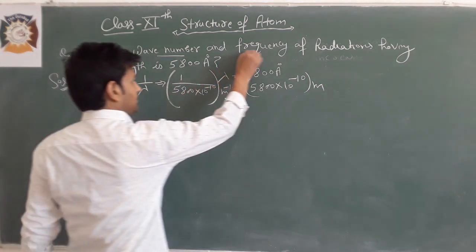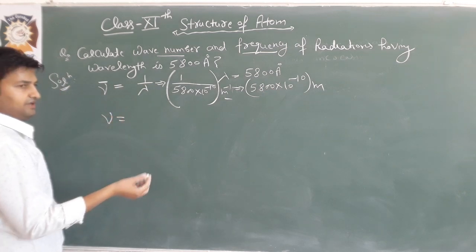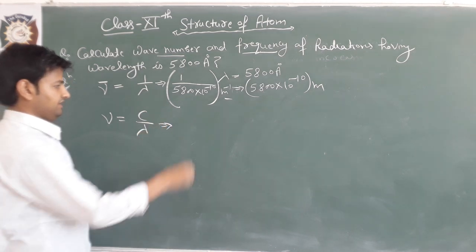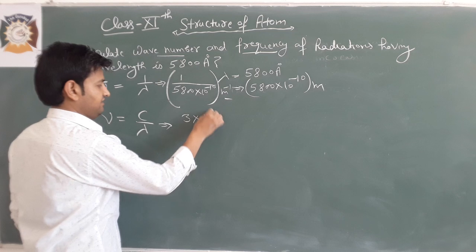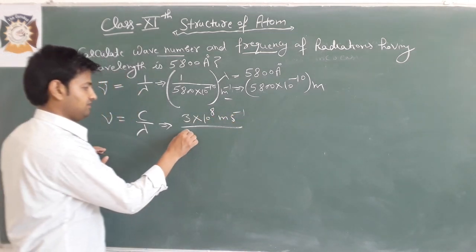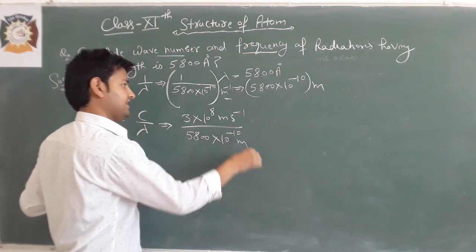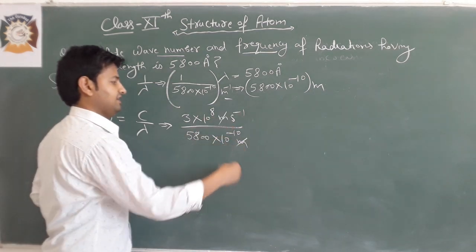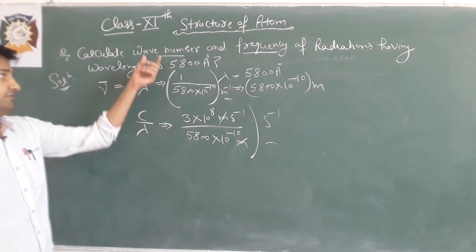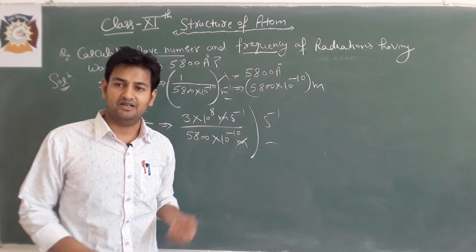Second term we have to calculate is frequency. Frequency is nu. It will be equal to c by lambda. So it can be calculated. Speed of light is 3 into 10 to the power 8 meter per second, and lambda is 5800 into 10 to the power minus 10 meter. Meter cancel, so unit is second inverse. You can calculate wave number as well as frequency of radiation having this wavelength.